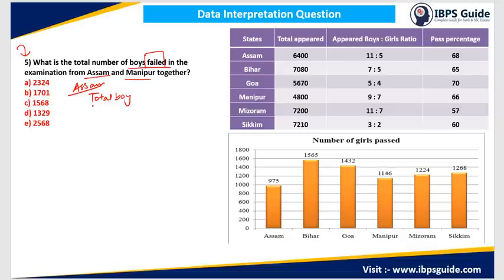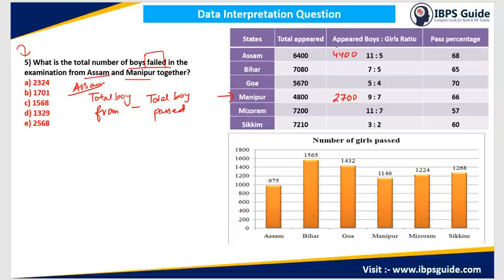Then how I am going to find the total number of boys who have failed from Assam? First I will find out the total number of boys from Assam minus total boys passed from Assam. Okay, now if I subtract these two I will get the total number of boys who have failed the exam in Assam. Okay, so I have to do this for Assam as well as Manipur. So the total number of boys who have appeared from Assam: this is total 16 part, one part will be 400, so 11 part is 4400. Likewise for Manipur, this is your 16 part, 16 part is 4800, so one part will be 300, so 9 part will be 2700.